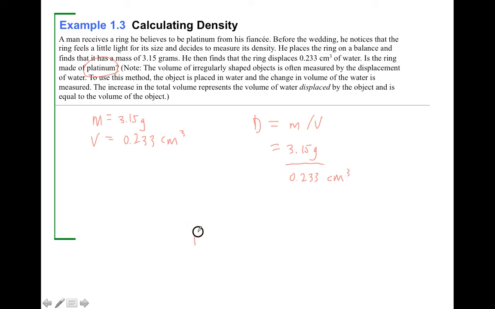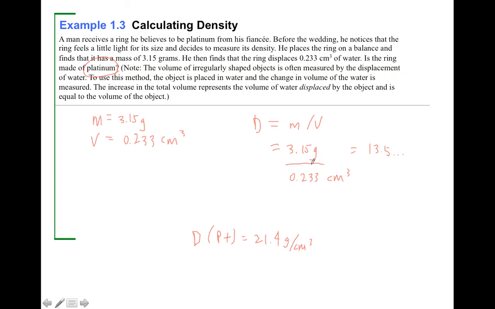And by the way, the density of platinum, we know, is 21.4, right? We're amazed by that, in grams per cubic centimeter. So if this density is 21.4, then the guy should go ahead and get married. If the density is not 21.4, the guy should jet his fiancée, find a woman worthy of more trust, and place his heart in her hands. So let's calculate this. 3.15 divided by 0.233. It turns out that the density of this object is really 13.52 and so on, right?